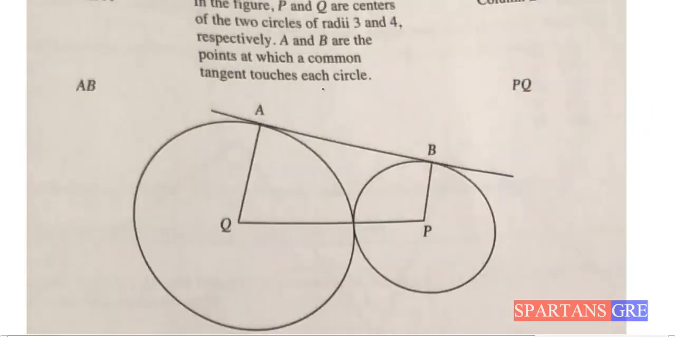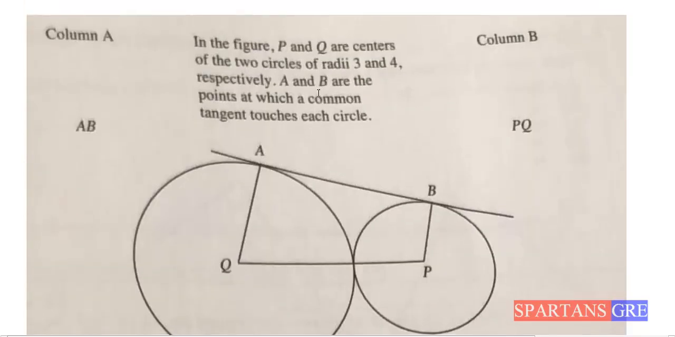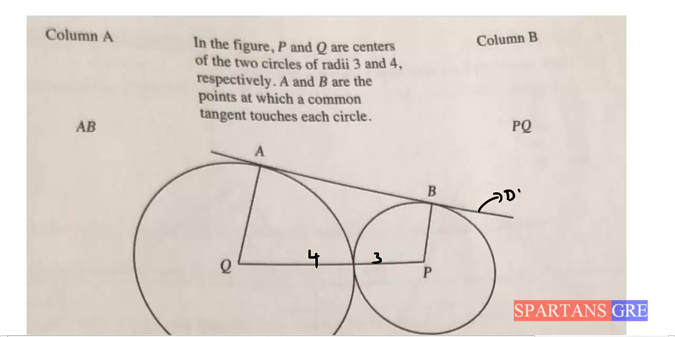In the figure, P and Q are the centers, and the radii are, let this be 3 and let this be 4. They are asking, these are the tangents, and A, B are the points on the common tangent. This is called a direct common tangent. I'll tell you a concept here, but before that, what is the question? They're asking which is greater, the value of AB or PQ. That's what they're asking, right?